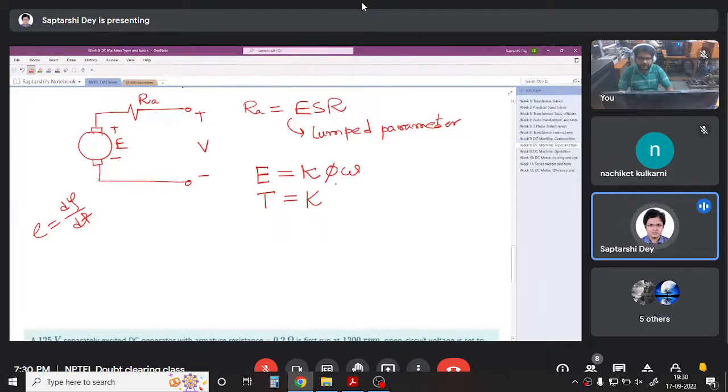Torque is K phi IA, right? So these two are the most important equations in DC machine, and while studying DC machine, or at least applying DC machine, this is enough to know. Other things you can derive from here, and windings and all we do not really need to focus on much.